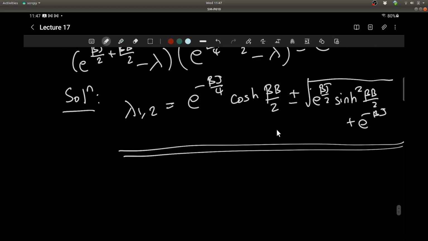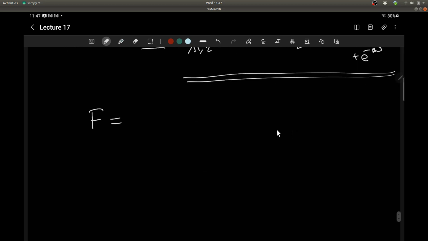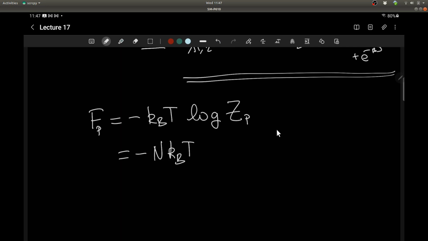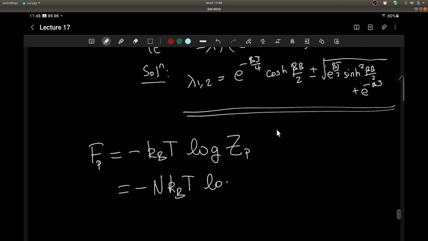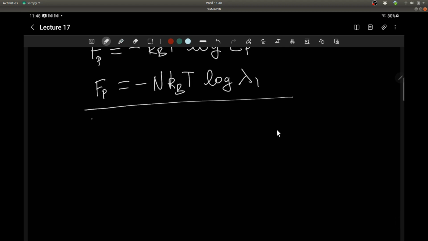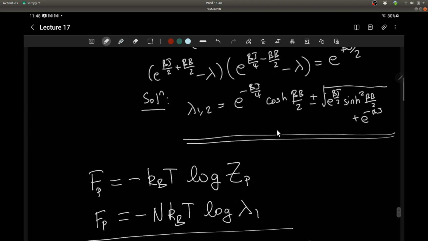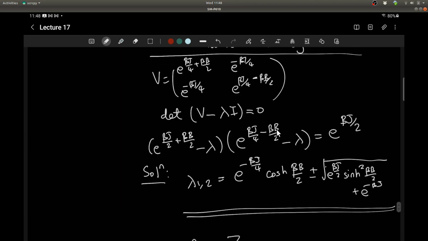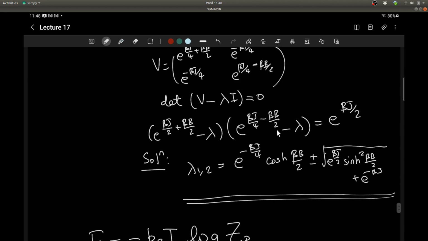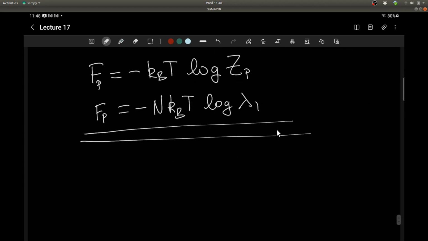Now that we have got this, we can compute f. It will be f periodic equals minus kBT log Z periodic, that would be minus n kBT times log Zp, which would be log of lambda 1. Of course, lambda 1 is this complicated function which is given here, but we can just write that.